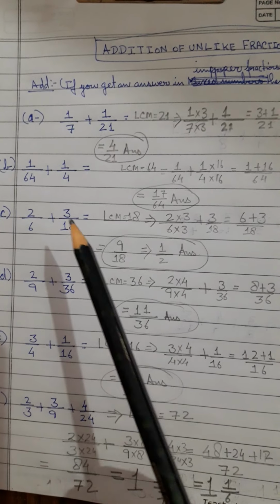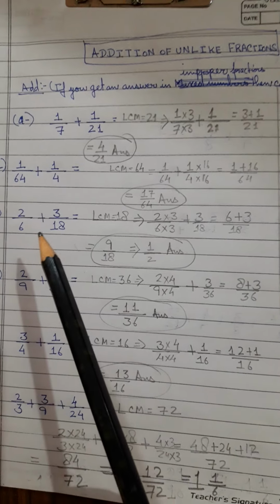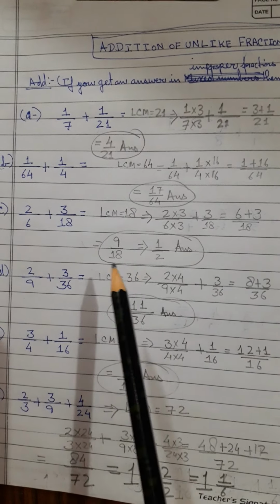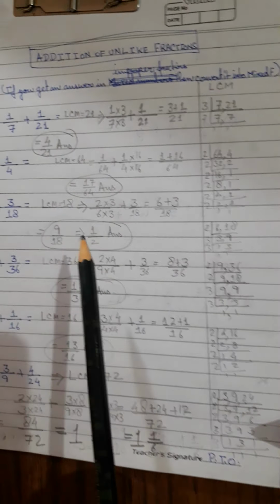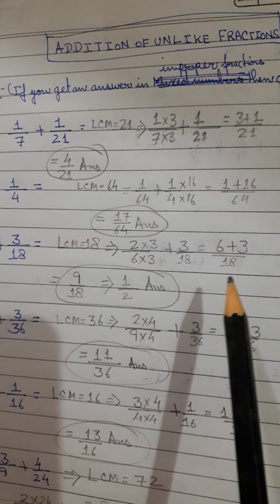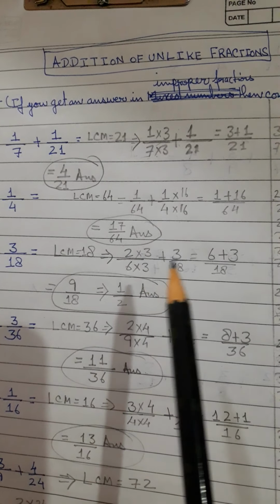2 over 6 plus 3 over 18, LCM is 18. Now 6 3s are 18, 2 3s are 6. So 6 plus 3 over 18, and this is how you get the answer, right? And the LCM comes over there. Just focus on this. Alright, you can stop the video wherever you feel the need.